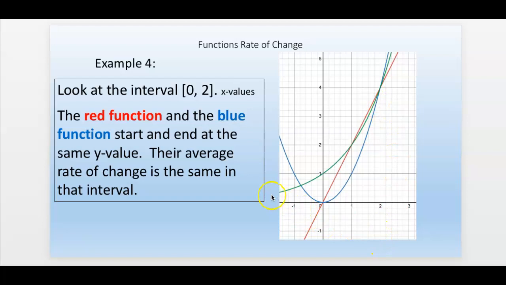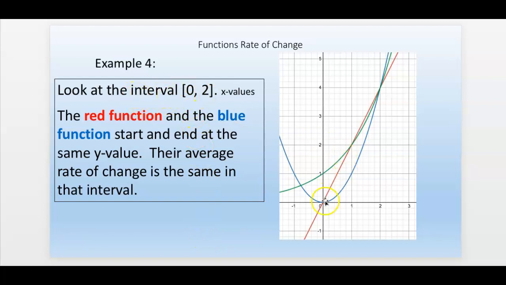The green function is exponential. It's y equals 2 raised to the x power. That's why it goes through 1 here. This is a good way to compare.